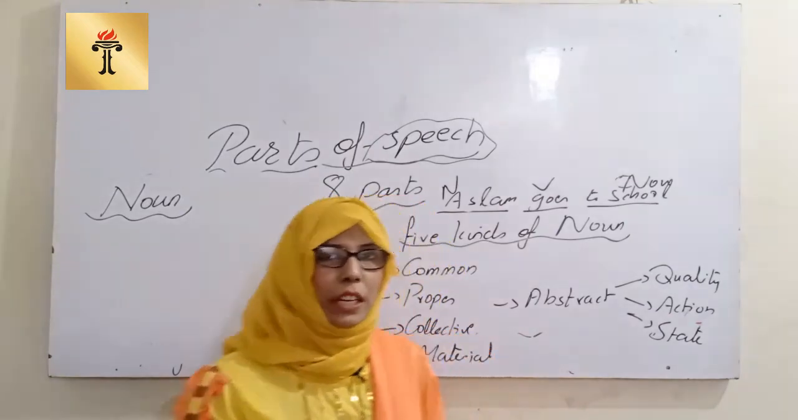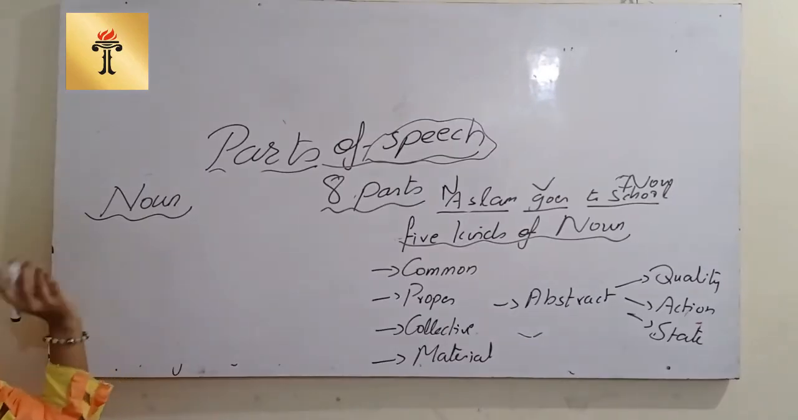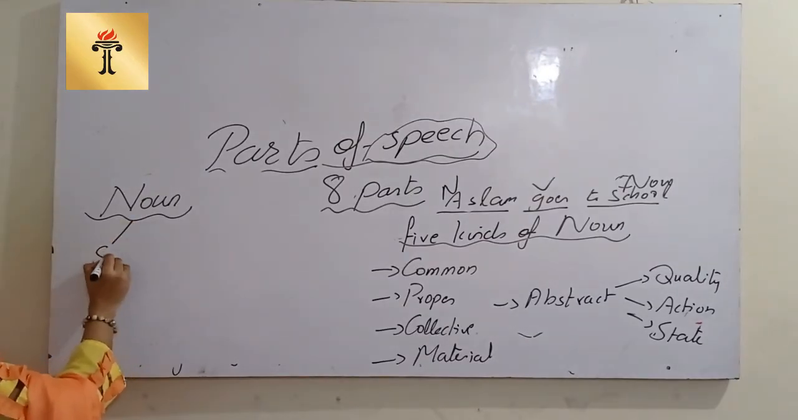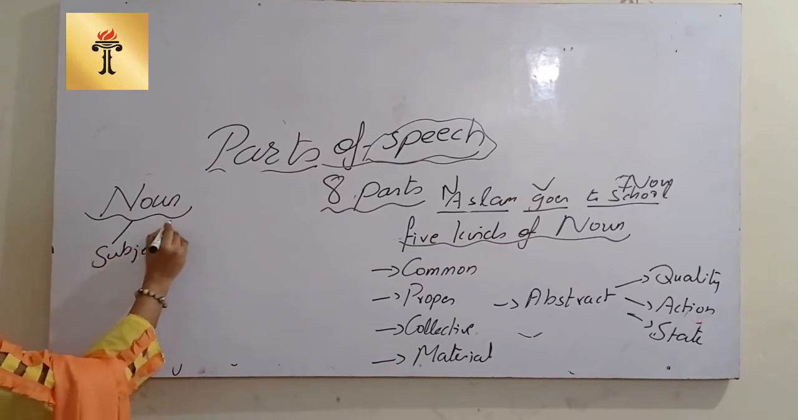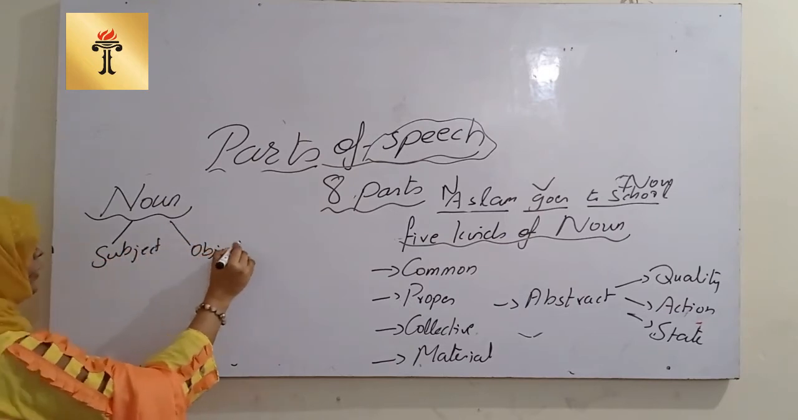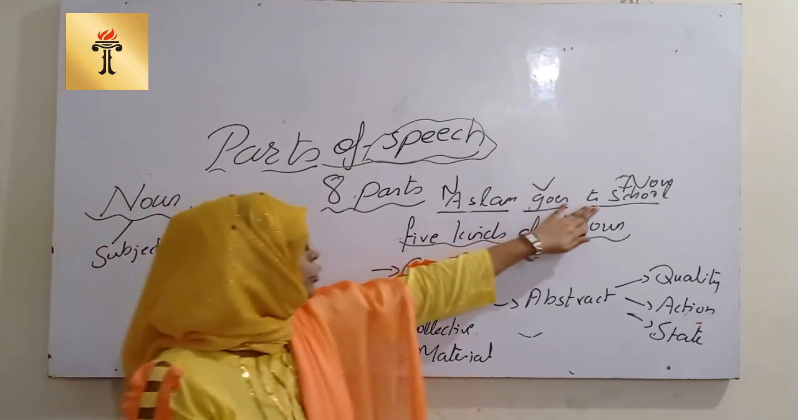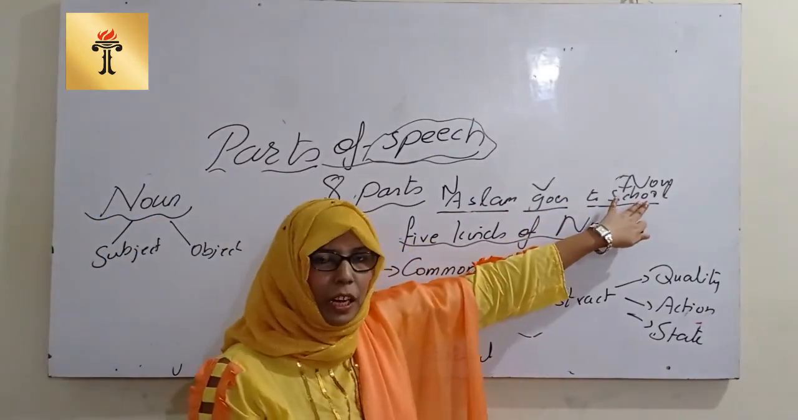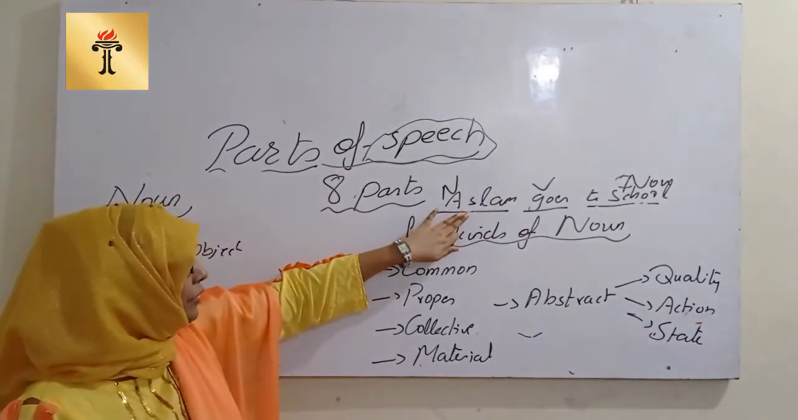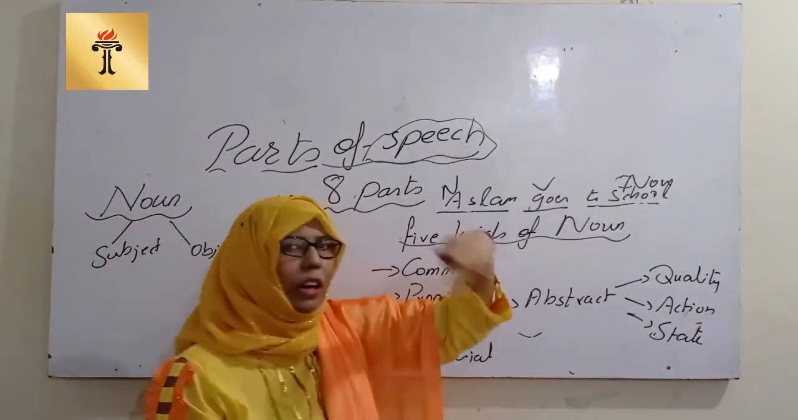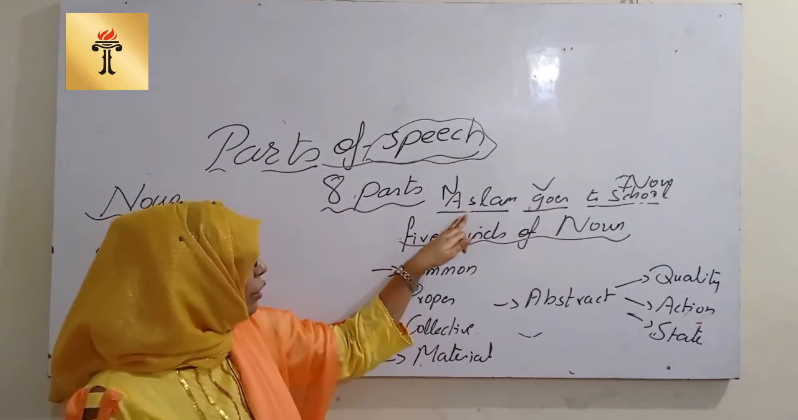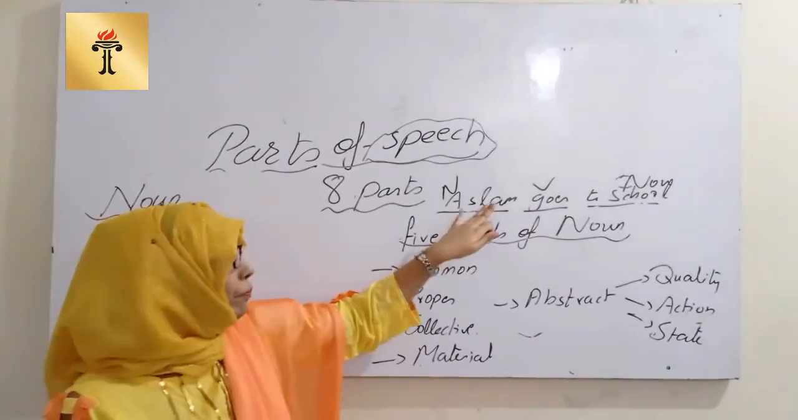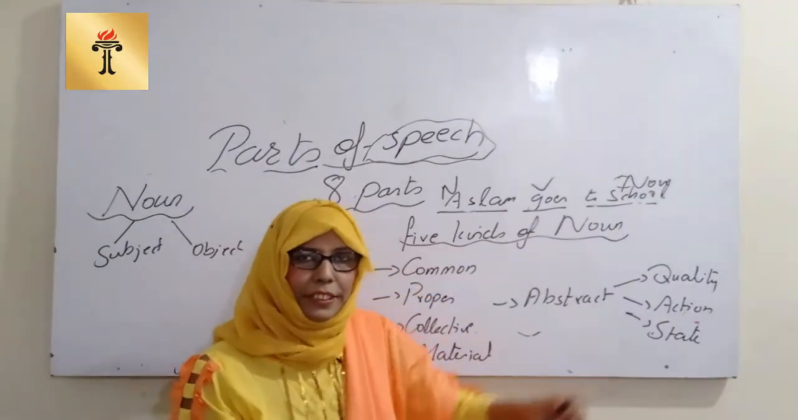So one function of the noun is that in a sentence it can be the subject and it can be the object as well. Look at this sentence: Aslam goes to school. My dear students, here Aslam is a noun, and here school is a noun, because a noun is the name of a person, place or any thing. So a noun can be used in a sentence as the subject or the object of the sentence.